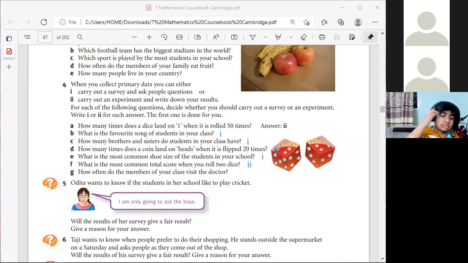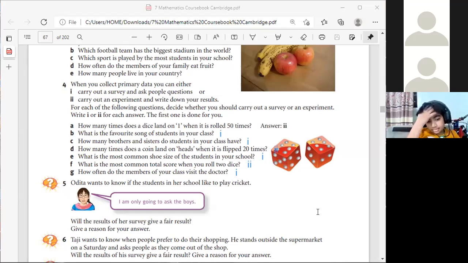How often do members of your class visit the doctor? No, actually 1. You are not going to do an experiment. You can ask them. Yes, you can write down the result. You're going to ask, you can do surveys.